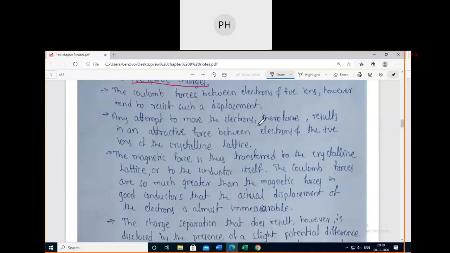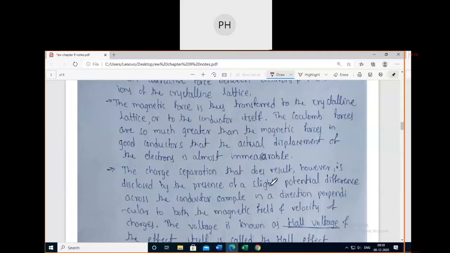Any attempt to move the electrons therefore results in an attractive force between electrons and the positive ions of the crystalline lattice. The magnetic force is thus transferred to the crystalline lattice, the conductor itself. The Coulomb force is so much greater than the magnetic force in a good conductor that the actual displacement of electrons is almost immeasurable.